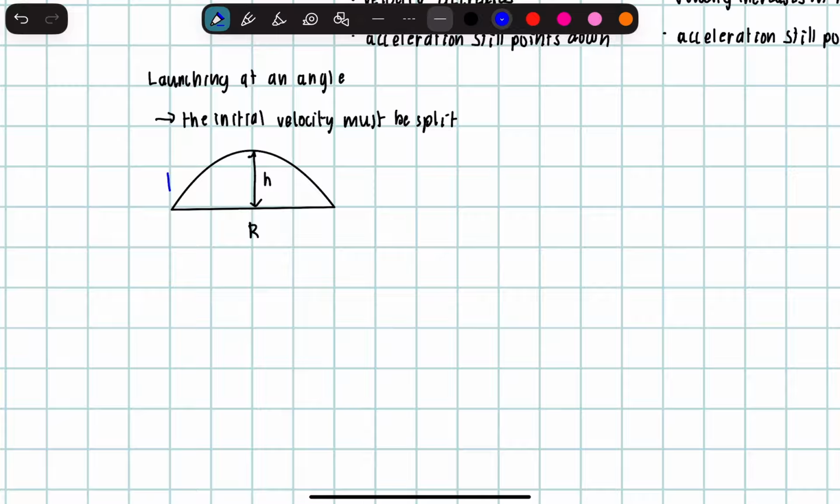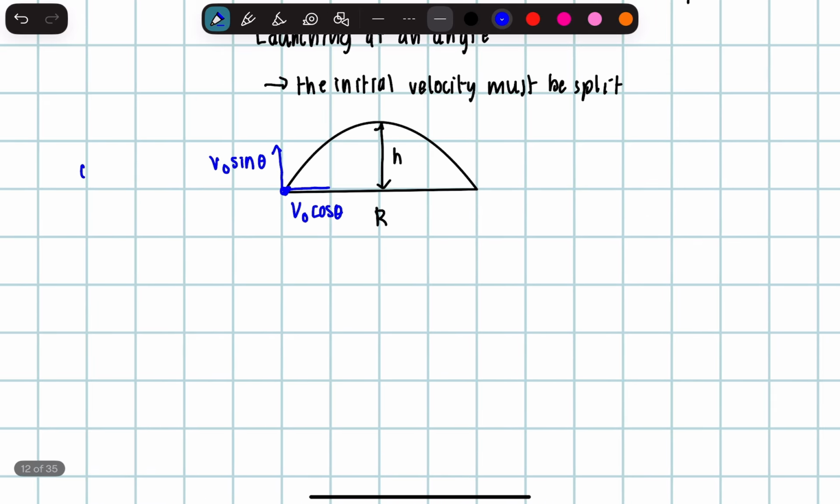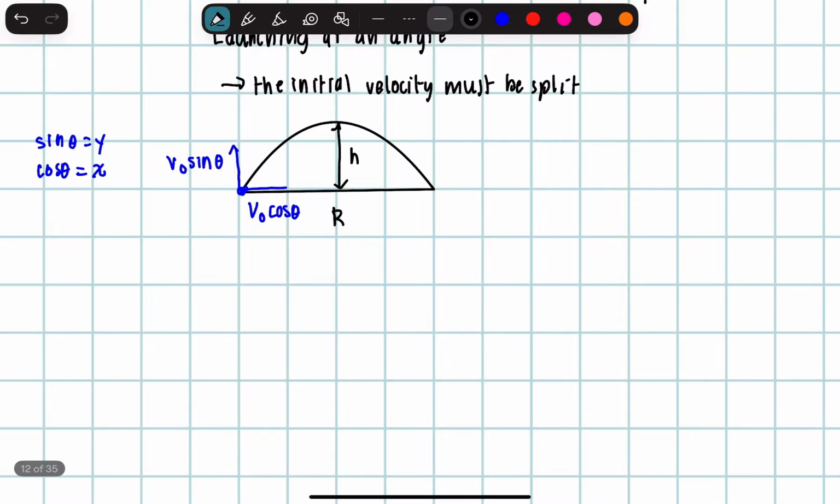Now, we can break up a point of motion when something is going up. You're moving in both the x direction and the y direction. So you can break up this v initial into v initial cosine theta and v initial sine theta, because cosine theta will be our x, and sine theta will be our y. So that is our respective x and y directions. But when you add these vectors together, that will give you the resultant vector, which is just v initial.